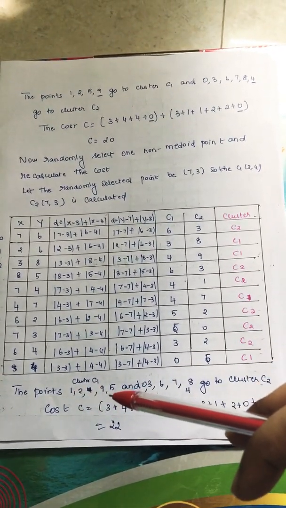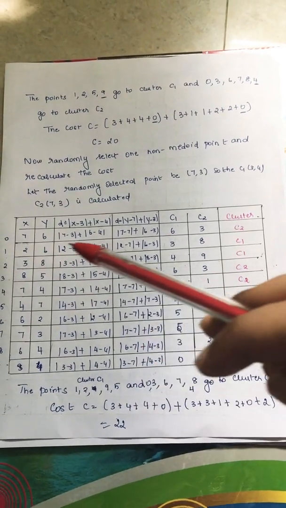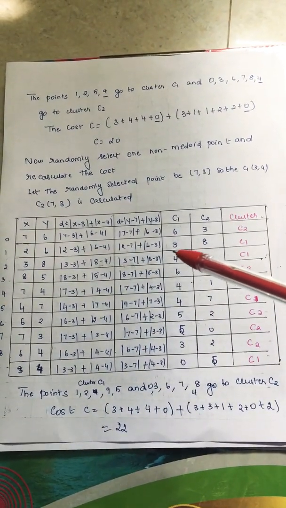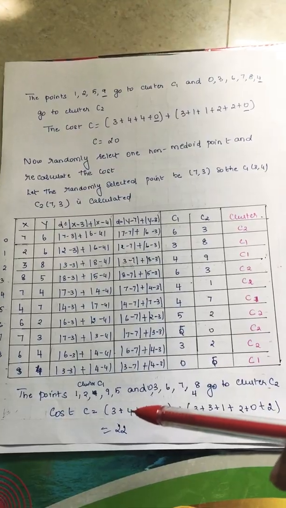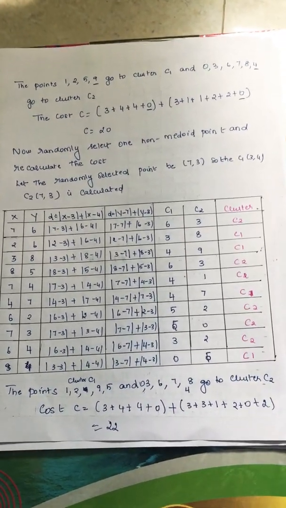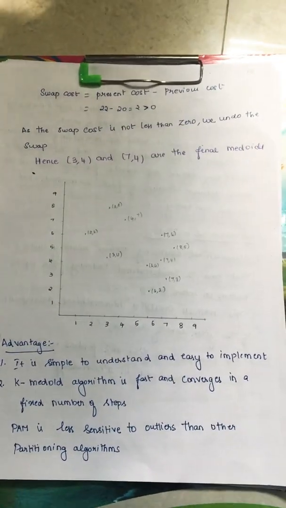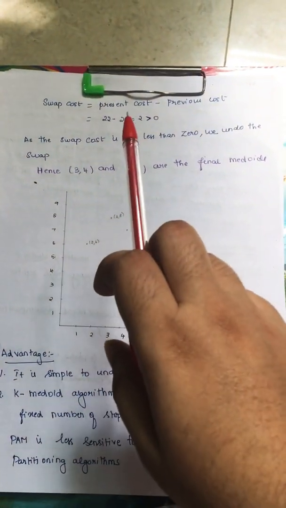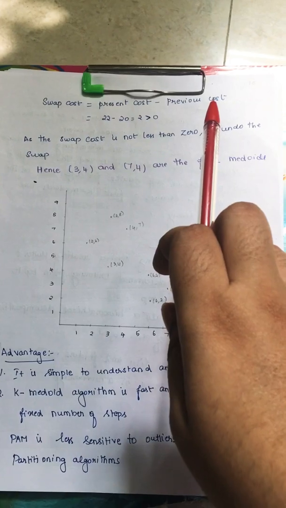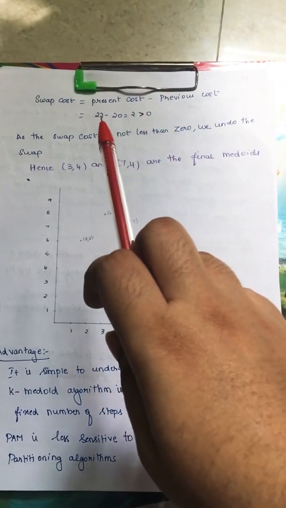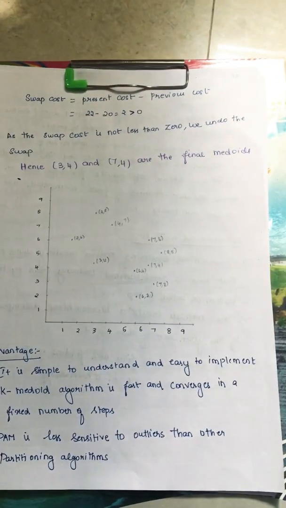So for 1 2 9 5, the minimum is 3. So this will be 3 plus, and like that I will calculate it. After that I will calculate my cost, and then my swap cost. Swap cost is the present cost minus the previous cost, which should be less than 0. So 22 and 20. In the first step I got my cost as 20.